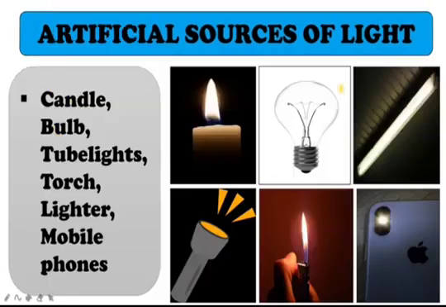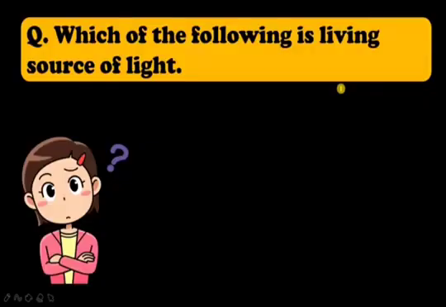Now the artificial sources of light, examples are candle, bulb, tube lights, torch, lighter, mobile phones. Children, when you look here, you can see the differences. These all are man-made light sources, right? This is not naturally obtained. I hope you understood the difference between natural source of light and artificial source of light.